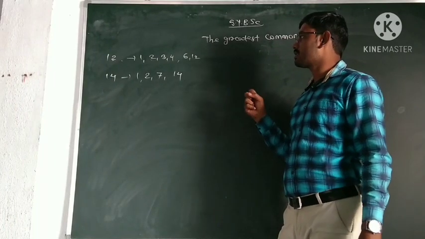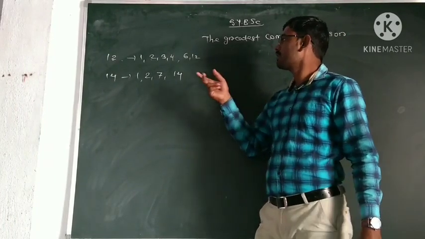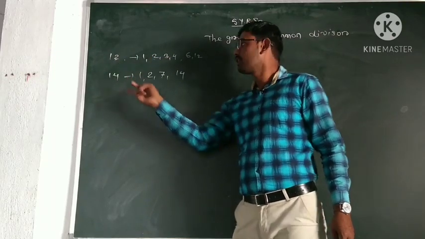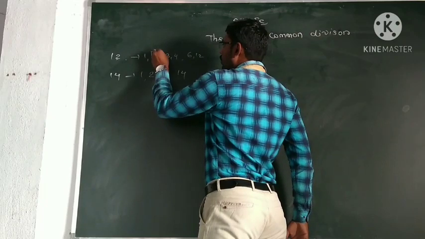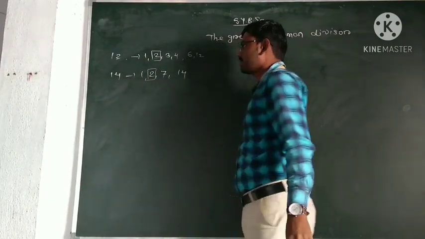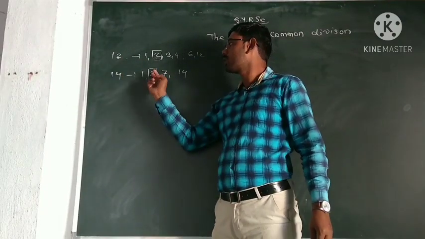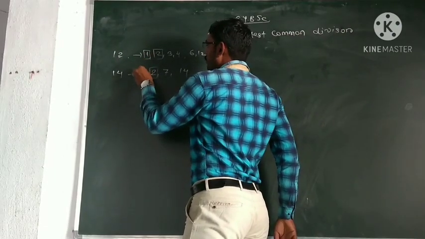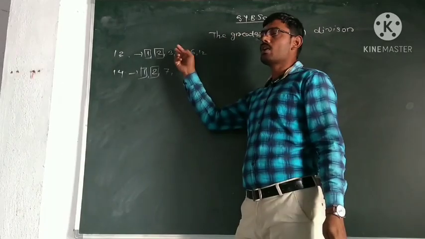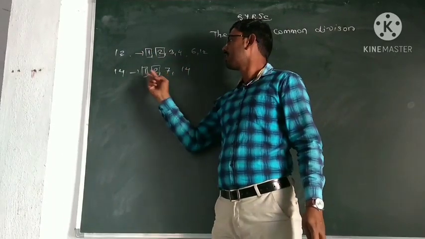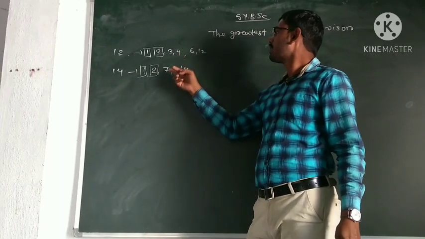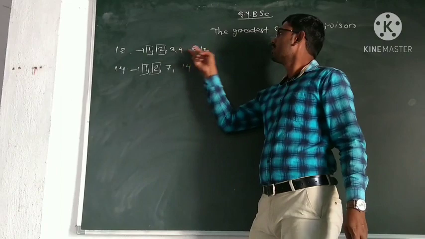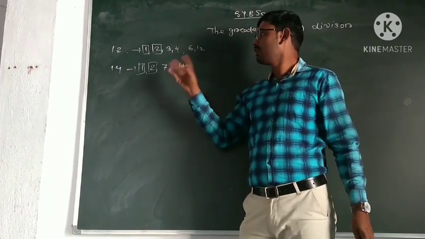Now what are the common divisors? The common divisors are those which are divisors of both 12 and 14. Now see, 2 is a common divisor of both 12 and 14. 2 divides 14, 2 divides 12. 1 is also a common divisor. Now 3 is not a common divisor because 3 divides 12 but 3 does not divide 14. 4, 6, 12 are not common divisors, and 7, 14 are not either. These divide only 12 and these divide only 14.